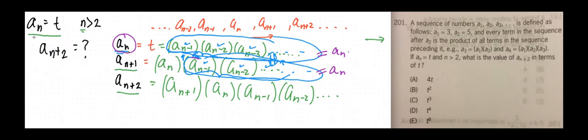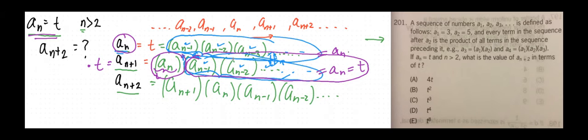And actually An is equal to T, and this An here is also equal to T. So actually, it's getting crowded, but I'll go over here. This part is T, and this part is T.